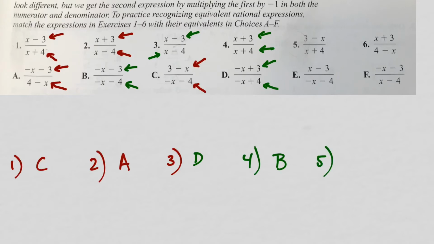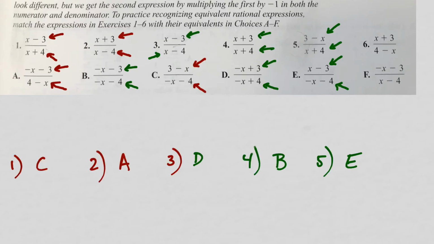Number 5. Here we have a 3 minus x, so a positive 3 and a negative x. Here we have an x minus 3. So a positive x and a negative 3. So those are opposites. In the denominator of the original, we have both positive x and positive 4. And this one, we have a negative x and negative 4. So those are opposites of each other. So this must be E.